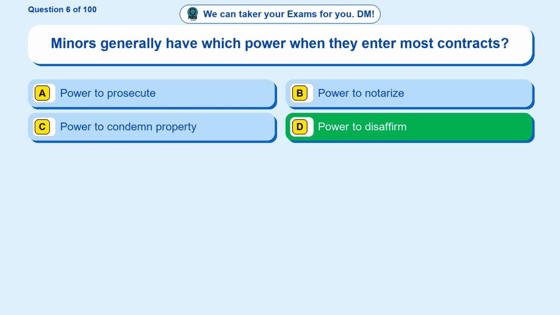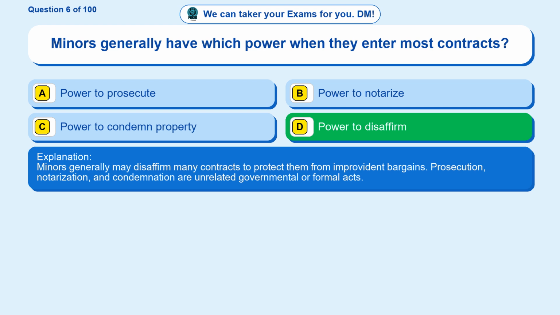Power to disaffirm. Minors generally may disaffirm many contracts to protect them from improvident bargains. Prosecution, notarization, and condemnation are unrelated governmental or formal acts.